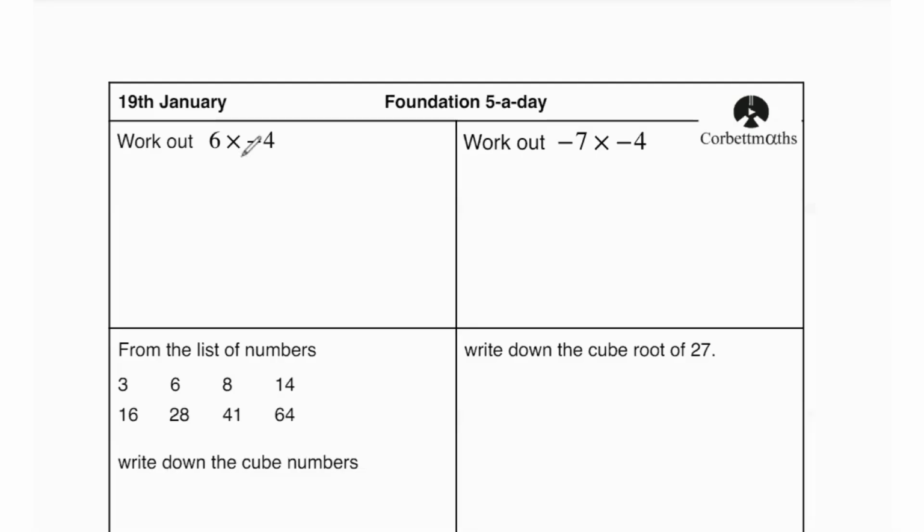The first question says work out 6 times -4. So whenever we're multiplying a positive and negative integer, remember that the answer would always be negative. And 6 times 4 is 24. So -24 is the answer.